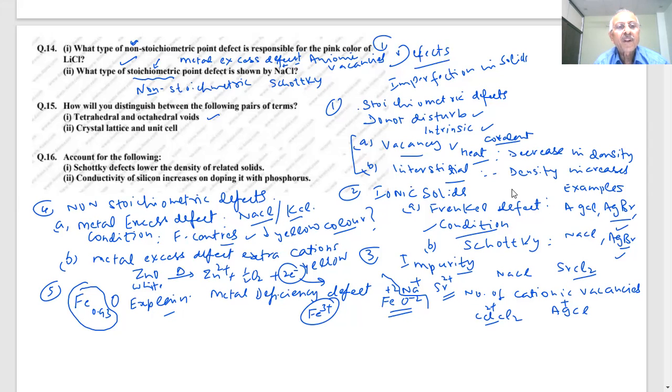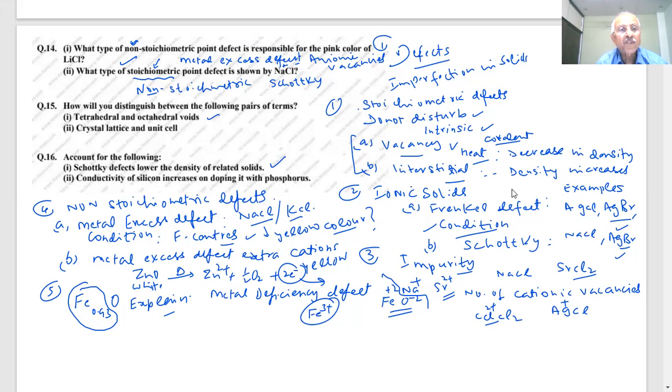Next question. Account for the following, students. Schottky defects lower the density of the related solids. Schottky defects lower the density of the solids because it is a vacancy defect in which the number of anions and cations missing are equal. So it will decrease the density of the solid. That means charge is to be balanced.